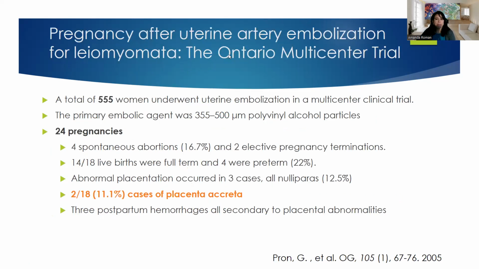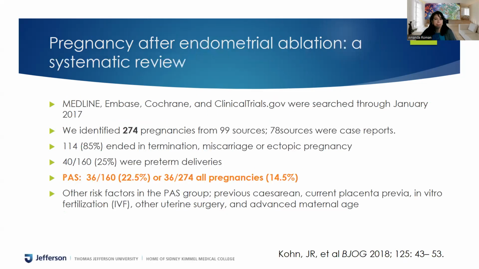This is another larger sample from the Ontario prospective multi-center trial. 555 women had uterine artery embolization for bleeding, 24 pregnancies, and 18 of them were alive. 4 were preterm deliveries. There were several cases of abnormal placentation, and 2, 11.11%, were placenta accretas. So this is another study that shows an association with uterine artery embolization, either for history of postpartum bleeding or fibroids.